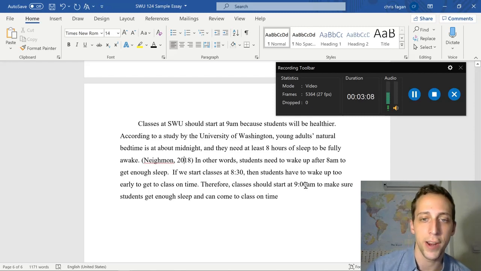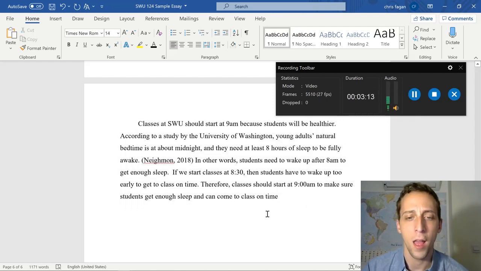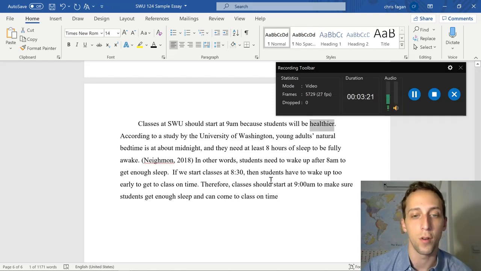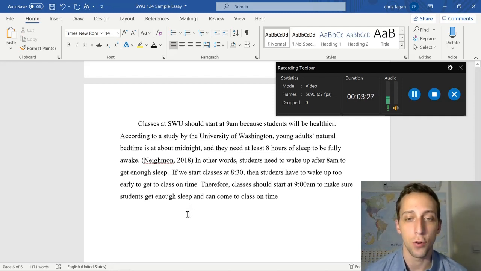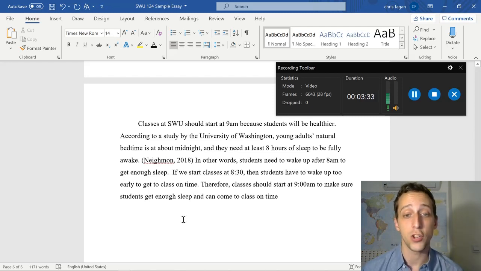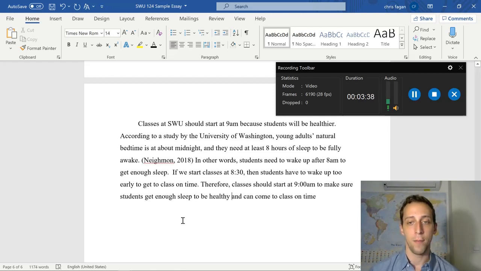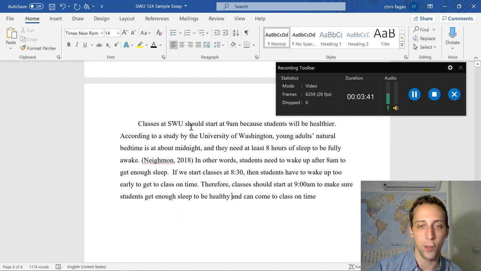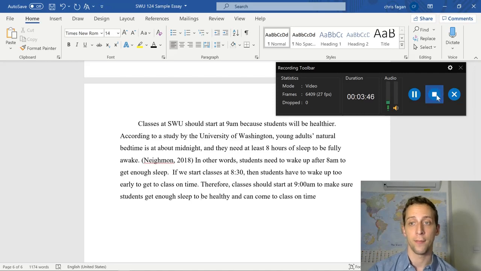Now, one thing I just noticed is that because my topic sentence talks about health, right? A really good way to make sure you really make your paragraphs awesome is to make sure you use that word from your first part at the end. So I talk about health here. I need to add that here to my paragraph. So I'm going to say, to make sure students get enough sleep to be healthy and come to class on time. There we go. Now I have that last little bit that really puts that nice polished finish on my final paragraph.